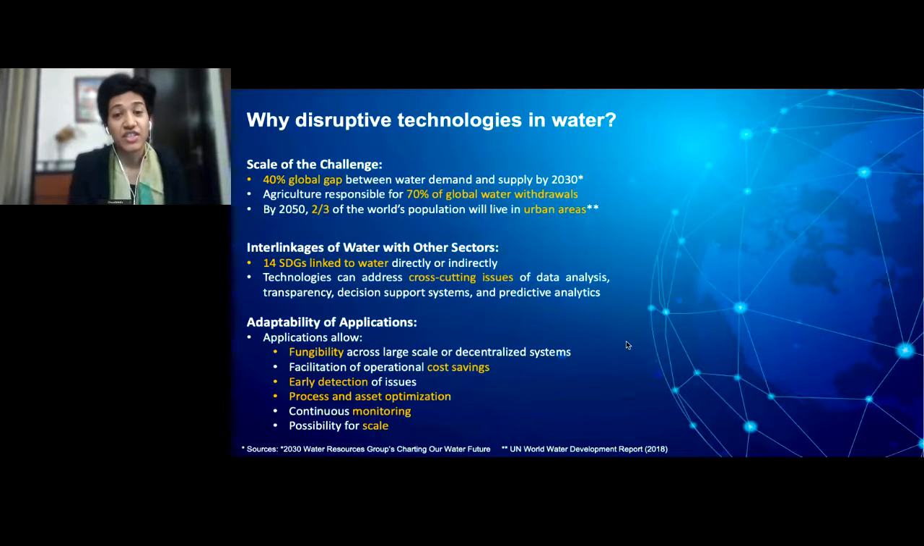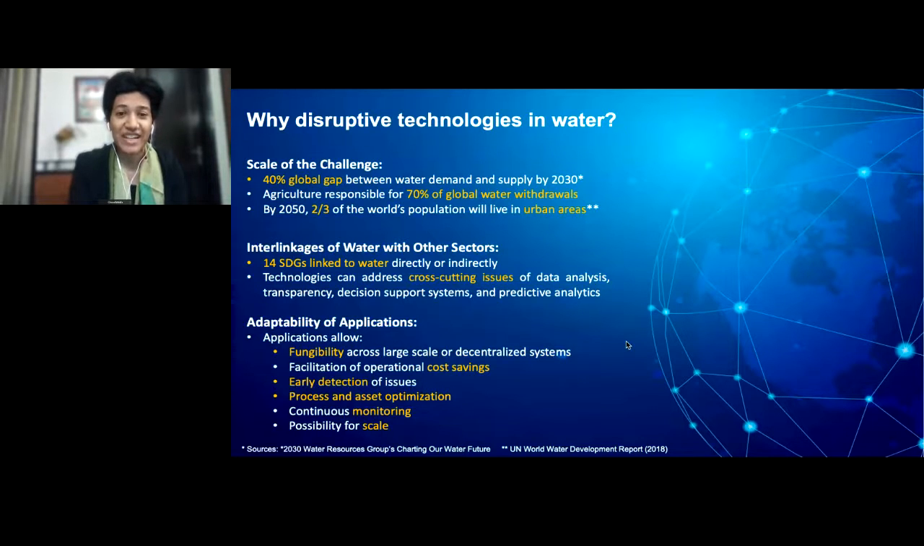There are large inefficiencies in water use across various sectors, including agriculture, which, as Karen mentioned, is responsible for 70% of global water withdrawals. And we also see increasing pressures from urbanization, industrialization, and changing lifestyle patterns. Also, a key motivator is that there are 14 SDGs linked to water.